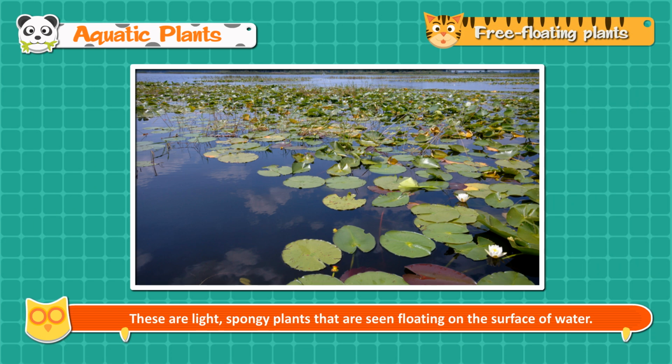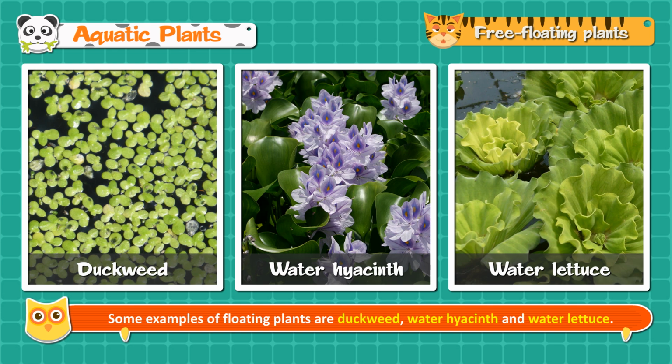Free-floating plants. These are light, spongy plants that are seen floating on the surface of water. These plants have swollen leaf stalks that are filled with water. Their roots are poorly developed. Their stems are spongy with a large number of air spaces. Some examples of floating plants are duckweed, water hyacinth, and water lettuce.